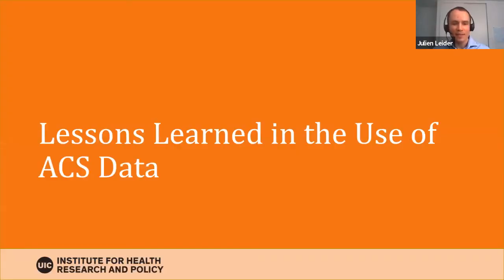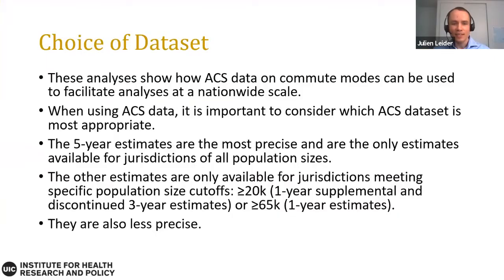So I went through this fairly quickly because I did want to go over some of our key lessons learned in using the ACS data, which allowed us to conduct these analyses of commute modes on a nationwide scale. First, when using ACS data, it's important to consider which of the data sets are most appropriate. The 5-year estimates provide the most precision for the estimates themselves and are available for jurisdictions of all population sizes. However, they obviously offer less precision in terms of the exact time period covered.